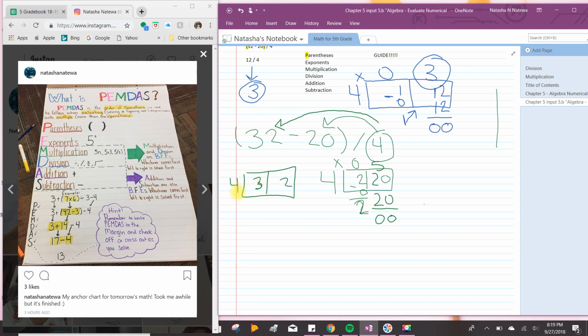Four can't fit into 3, so it's 0. 4 times 0 is 0. 3 minus 0 is 3. We bring the 3 up.